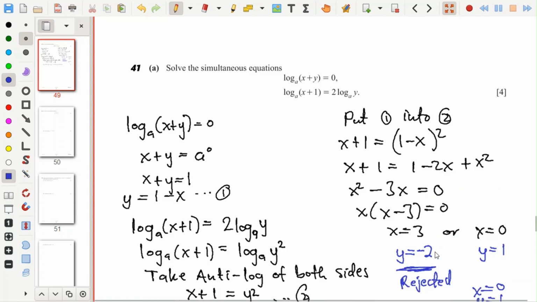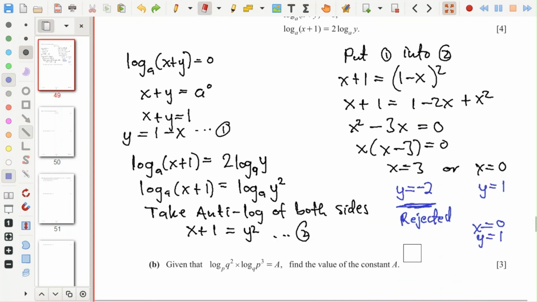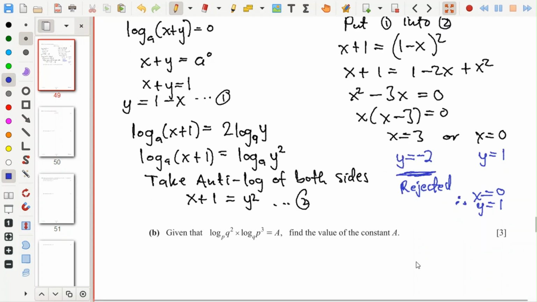Because when you finish, you should always test. When your argument is negative, then you don't have any real solution. So it's wrong. Your argument cannot be negative. Okay? So your answer, you have to conclude that your answer is what? x is equal to 0 and y is equal to 1.